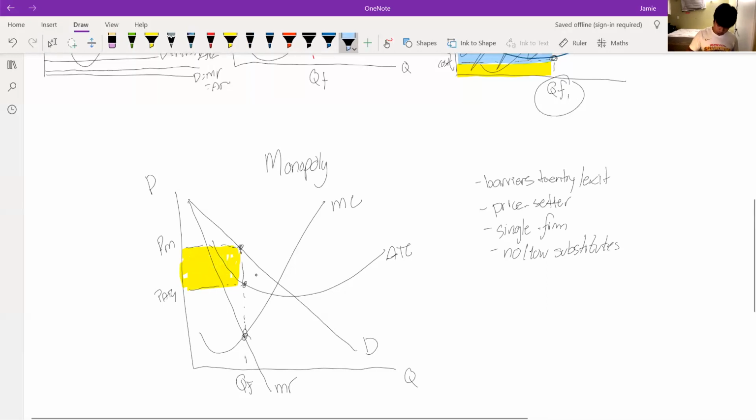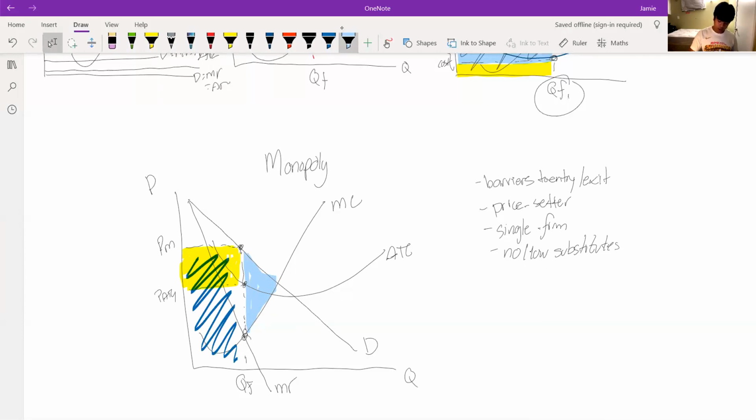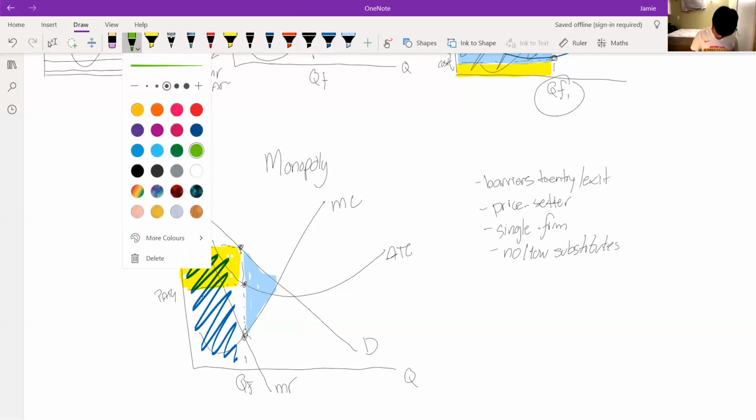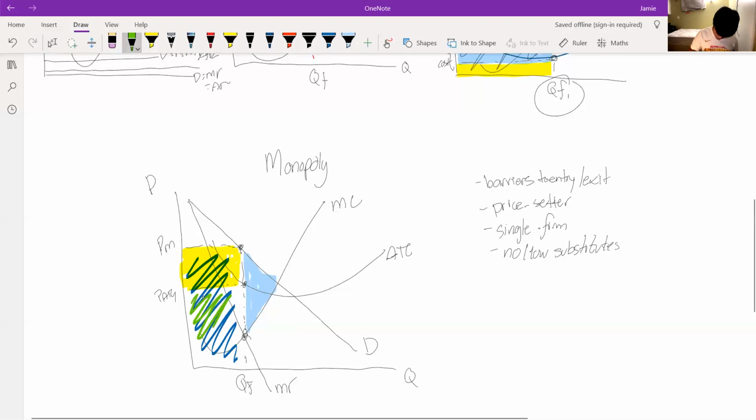Deadweight loss is going to be right here, this triangle formed. Total revenue, let's use a different color, light blue. Total revenue is here. And you guessed it, total cost. Which color should I use? Green for total cost. It's going to be right here.